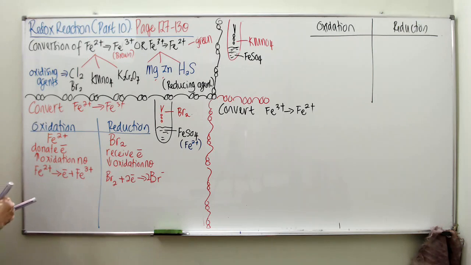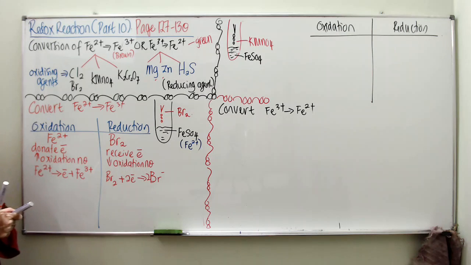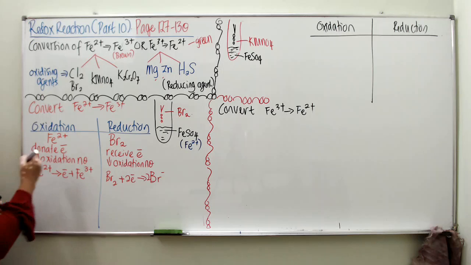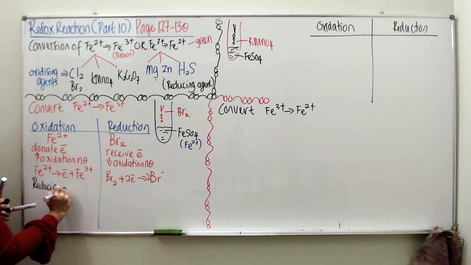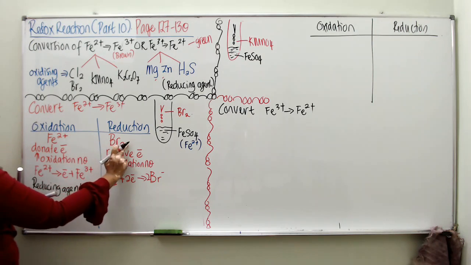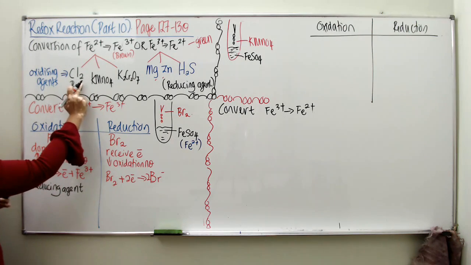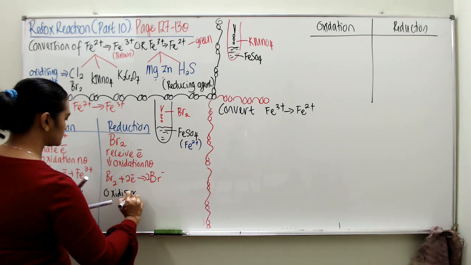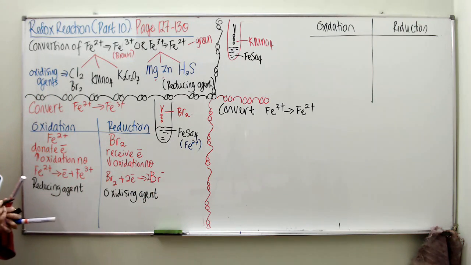Before that, let's discuss reduction, oxidizing agent and reducing agent. So who is the reducing agent here? Iron 2 ion is the reducing agent because it went through oxidation. Bromine is, can you see? Oxidizing agent, which went through reduction.